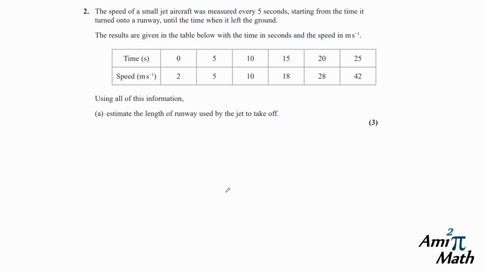Okay, the speed of a small jet aircraft was measured every 5 seconds, starting from the time it turned onto a runway until the time when it left the ground. The results are given in the table below with the time in seconds and the speed in meters per second. Using all this information, estimate the length of the runway used by the jet to take off.